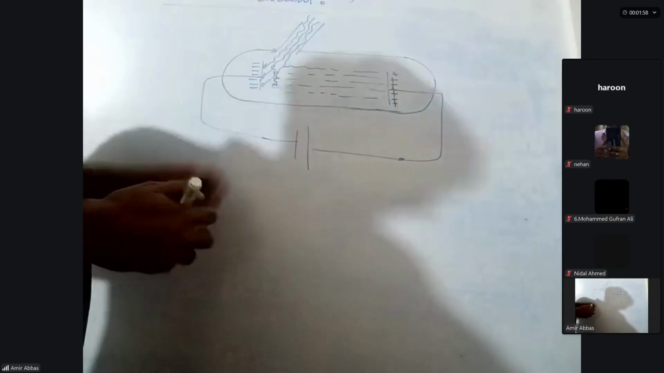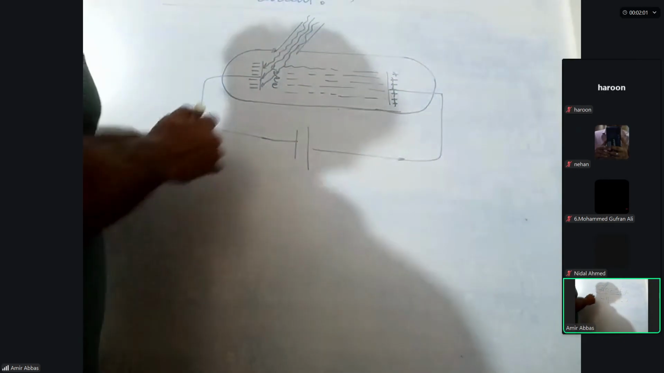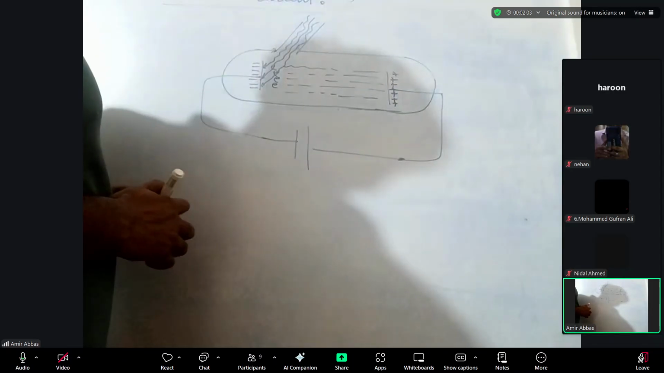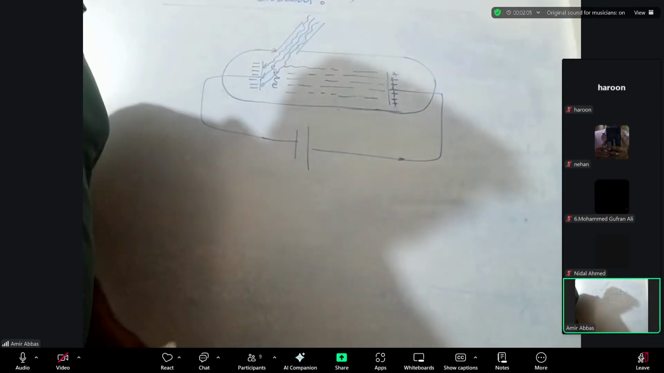In this setup, the metal is there, cathode is being there, and the anode is there. Here the current is being allowed to flow.